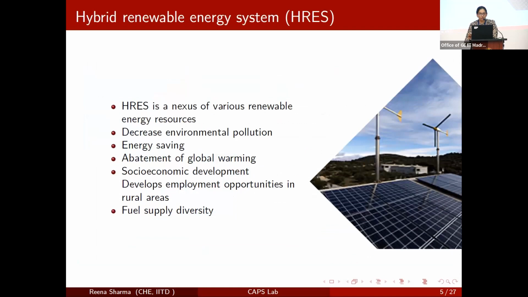So to overcome these issues, renewable energy resources are needed. But as we all know, renewable energy resources are intermittent in nature. It means that they are dependent upon weather conditions. So a single renewable energy resource is not able to meet the load demand. In that case, we need an HRES, a hybrid renewable energy system. HRES is a nexus of various renewable energy resources.